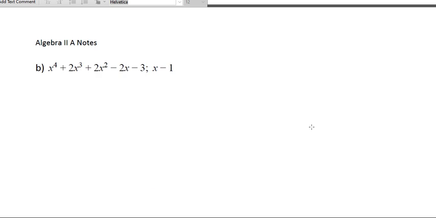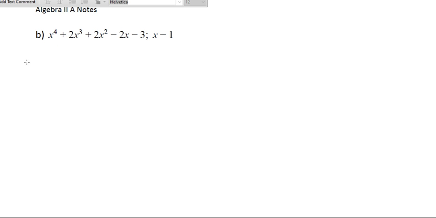Alright, sliding right along. Same type of problem. We have a polynomial, x to the 4th plus 2x cubed plus 2x squared minus 2x minus 3. All of my terms are there, so there are no missing ones I have to put a placeholder in for. And they give me the factor x minus 1. Remember, this is x minus r, so we're going to divide by 1 first. Let me put in my coefficients here: 1, 2, 2, negative 2, and negative 3. Let me put in my lines.